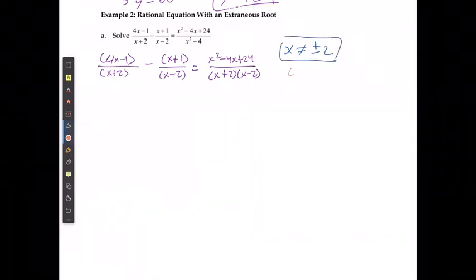And then I'm going to say that I have x squared minus 4x plus 24 in the denominator in this case, x plus 2, x minus 2 with the difference of squares. And I'm going to state that x cannot equal positive or negative 2, and that the lowest common denominator is going to be x plus 2, x minus 2.